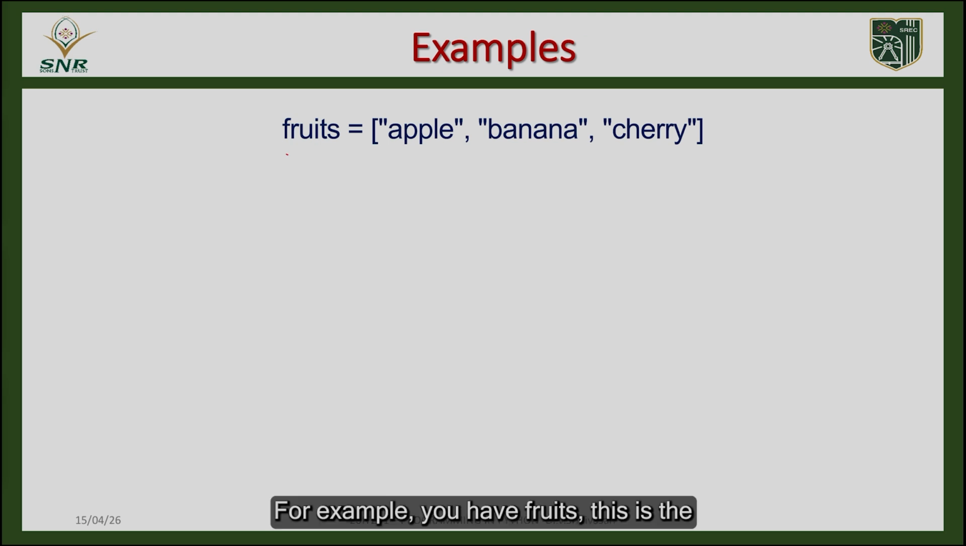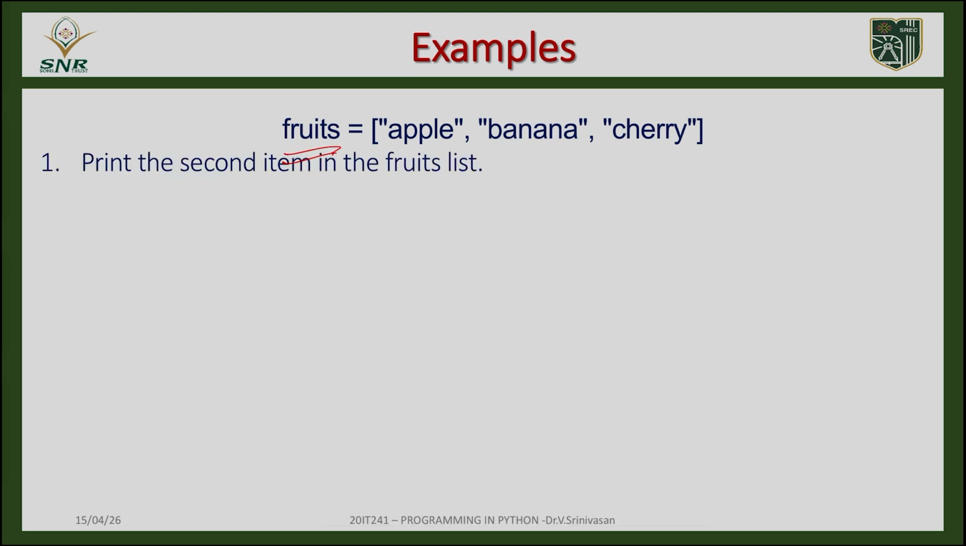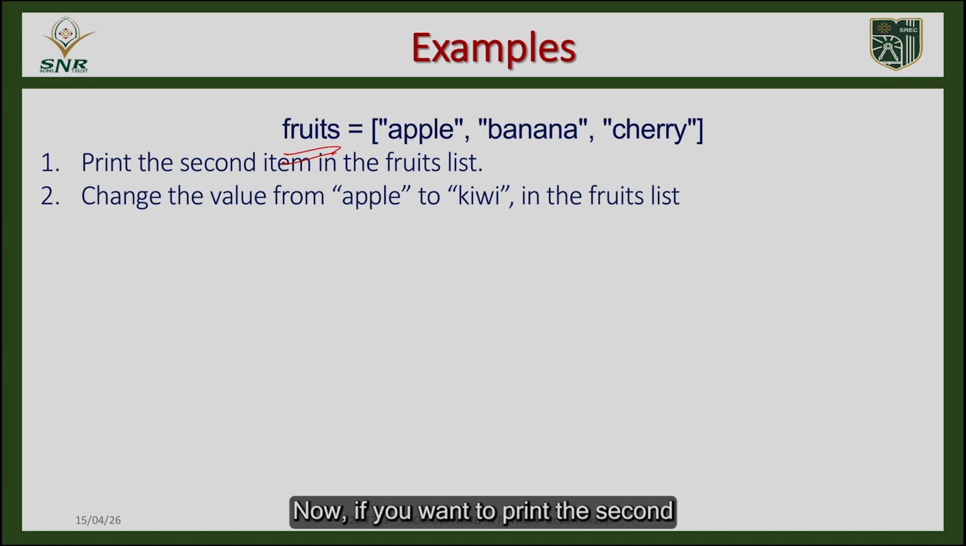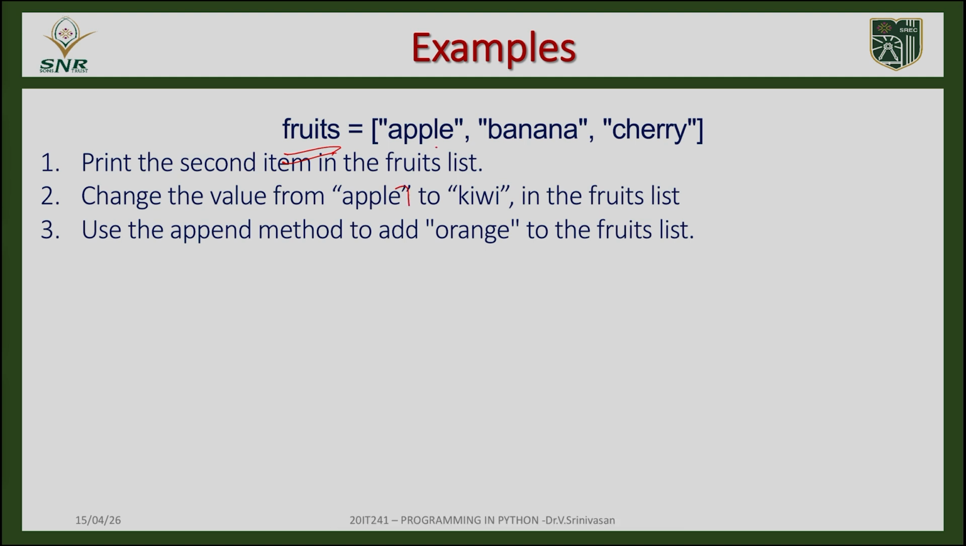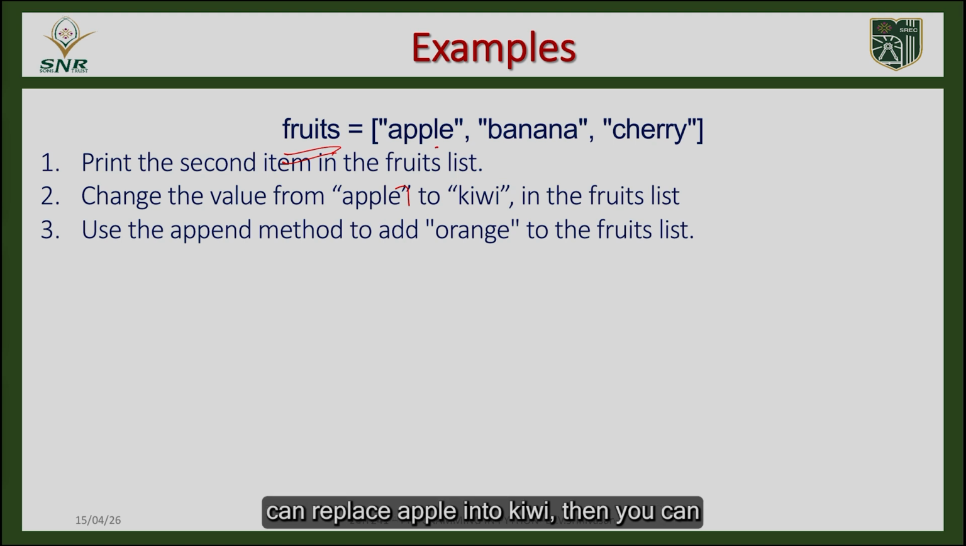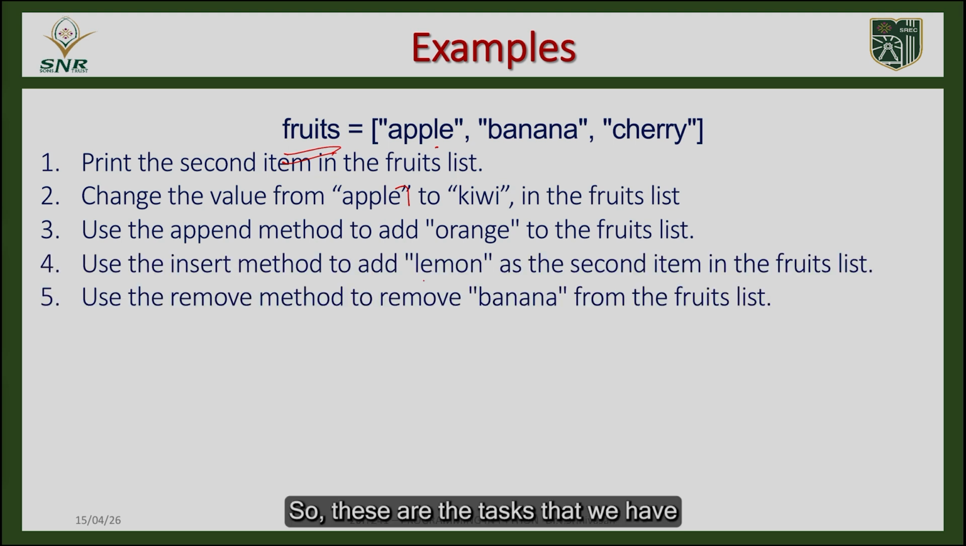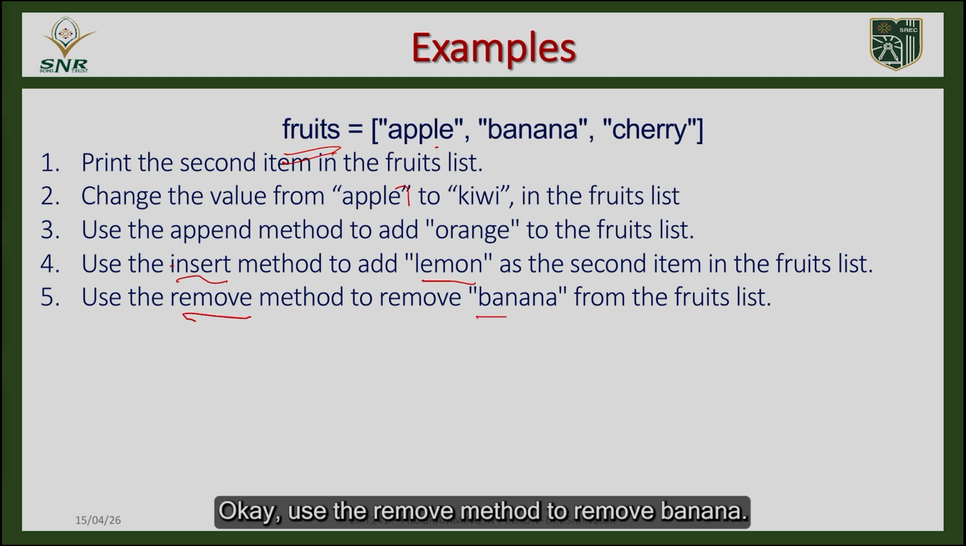For example, you have fruits. This is the list name, and it holds the values apple, banana, cherry. Now if you want to print the second element of the list, you can change the value of apple into kiwi. That is, you can replace apple with kiwi. Then you can use the append method to add orange. So these are the tasks that we have given. Use the insert method to add lemon. Use the remove method to remove banana.